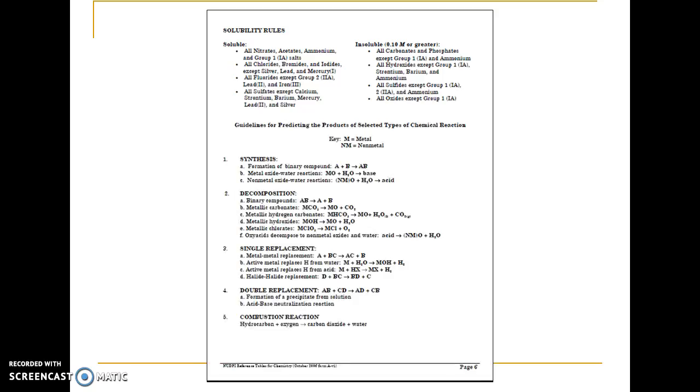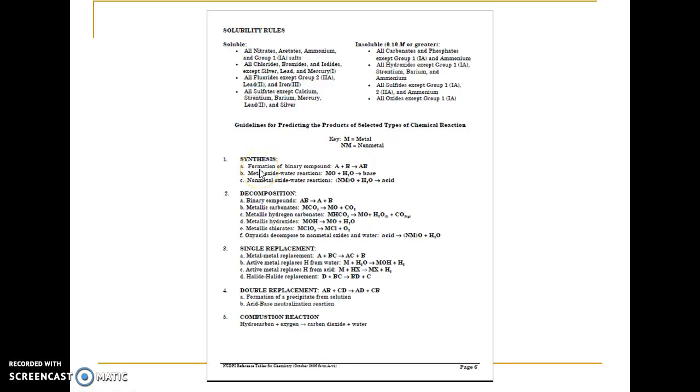Alright, so here is your reference table. This is page 6. We have solubility rules at the top, and then we have guidelines for predicting products of selected types of chemical reactions. The very first type is the synthesis reaction, which we're going to look at right now. Notice how you have a key up here. Wherever you see a capital M, that is a metal on the left-hand side of the periodic table. Wherever you see NM, that represents non-metals, which can be found on the right-hand side of your periodic table.